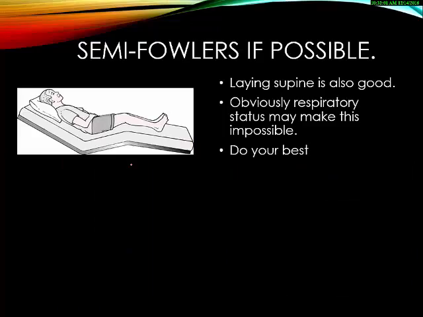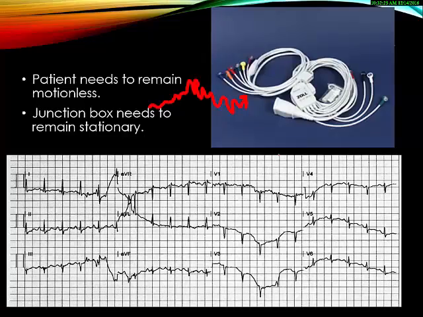Best position for a 12 lead ECG is again supine or semi-Fowler's. If the patient has shortness of breath with their cardiac problem, it's going to be difficult for us to have them lay back in a lot of cases. So as always with EMS, just do your best. Try to get the patient in a proper position for this, but you may not be able to do a 12 lead without them sitting up. Other big thing, patient needs to sit still.